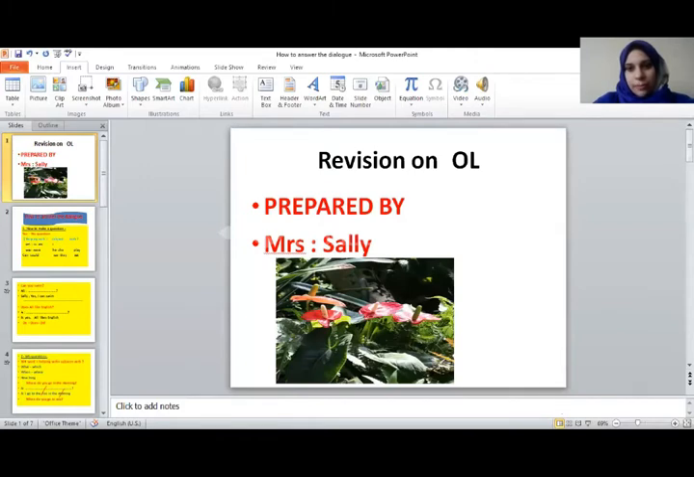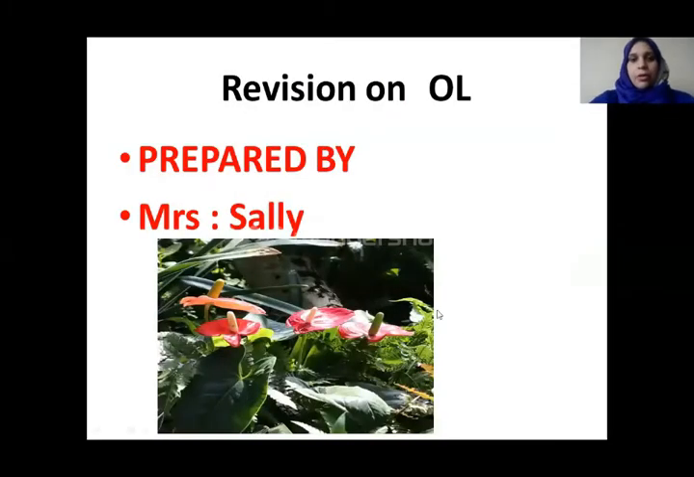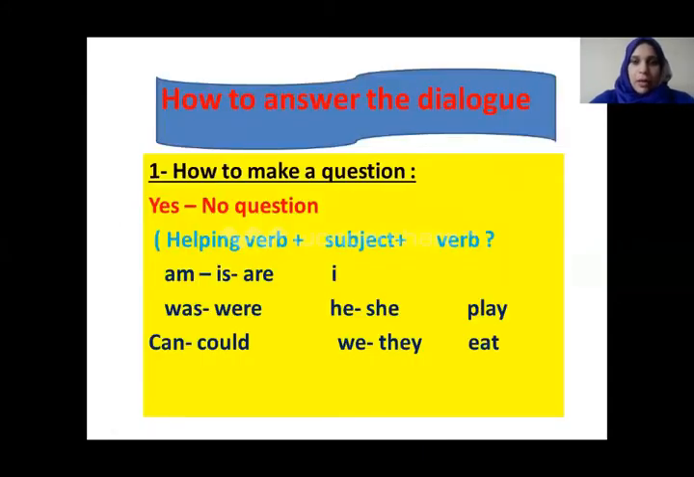Number one, revision in OL prepared by Miss Sally. Now how to answer the dialogue. When you answer the dialogue, first you will identify the speakers, or the two speakers of the dialogue. For example, the dialogue between Ahmed and Ali, or between Muhammad and Murad, okay? So number one, identify the two speakers in the dialogue.